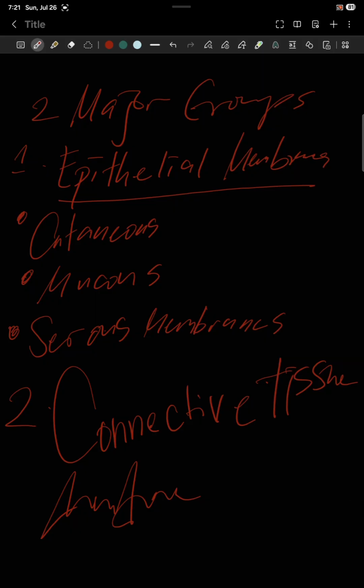Our epithelial membrane is also called the covering and lining membrane. The epithelial membrane covers and protects. The epithelial membrane has three divisions. We have the cutaneous, which is our skin, then the mucous, which is the opening to the exterior, and then the serous membrane. I will further discuss this later on, because I am just introducing them.